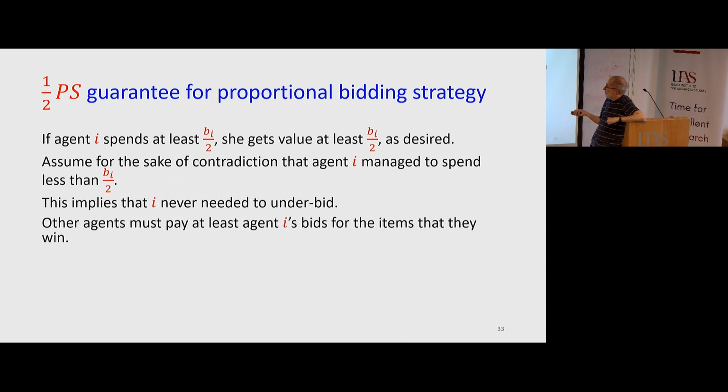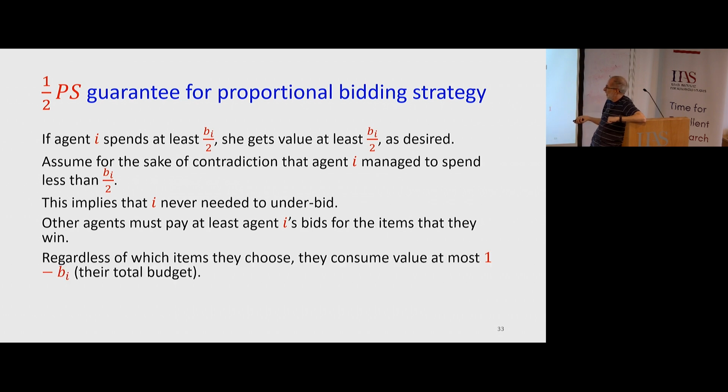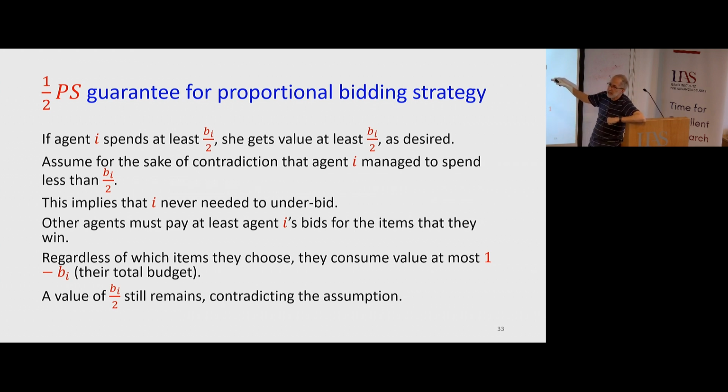So the other agents, whenever they won an item, had to pay your bid at least, because they had to bid more than you to win the item. So they had to pay at least the value of the item for you. So regardless of which items they choose, the value that they consume is at most their total budget. Your budget is pi, their total budget is 1 minus pi. So you got a value of pi over 2, they got a value of 1 minus pi. So some value still remains in the game. They already spent all their budget. So you can keep on bidding and get more value. Okay? So this contradicts the assumption that you managed to spend only pi over 2. Okay, it doesn't contradict it unless you consumed all the items yourself. So, okay, the value that you got is at least pi over 2.